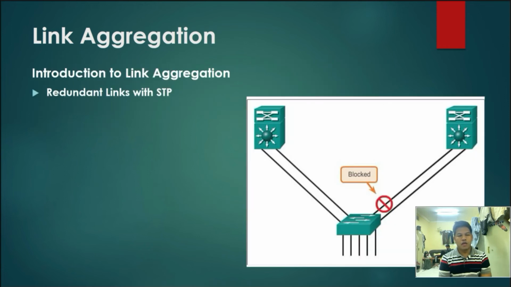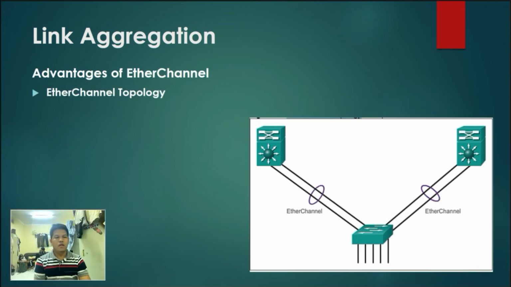For the introduction to link aggregation, for the redundant link with STP. In this figure, traffic from several links, usually 100 or 1000 Mbps, aggregates on the access switch and must be sent to distribution switches. Due to the traffic aggregation, links with higher bandwidth capacity must be available between the access and distribution switches.